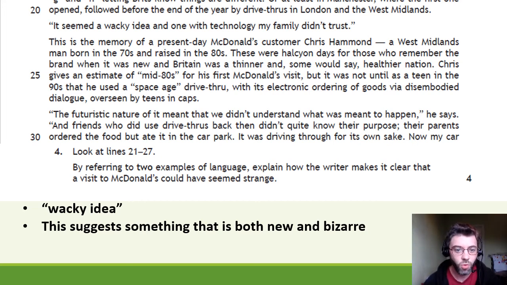In a use of language question like this one, as a housekeeping thing, I tend to prefer it if people also write down the technique. So it would be "wacky idea" dash word choice, but it's not actually essential if you're being asked about use of language. Okay, so that's an example for National 5 in word choice.